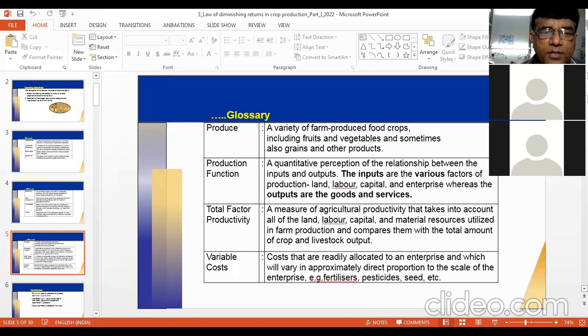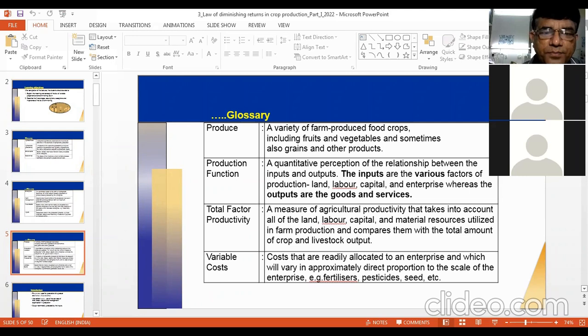Total factor productivity. Today we will discuss the difference between total factor productivity and partial factor productivity. Partial factor productivity relates to productivity of only one input, and total factor productivity relates to the productivity of all the inputs. That is the difference between partial factor productivity and total factor productivity. Partial factor productivity relates to the productivity of an individual factor, one factor only, and total factor productivity includes productivity of all the inputs used in production.